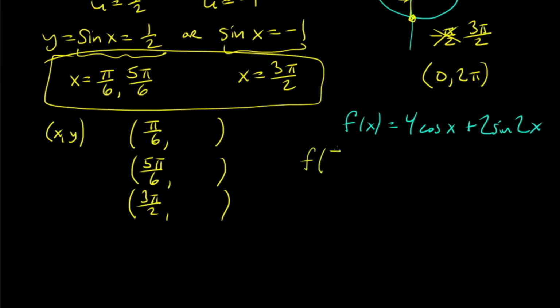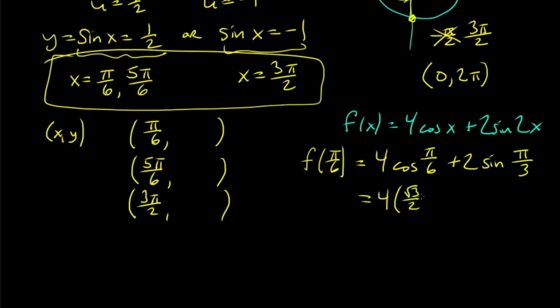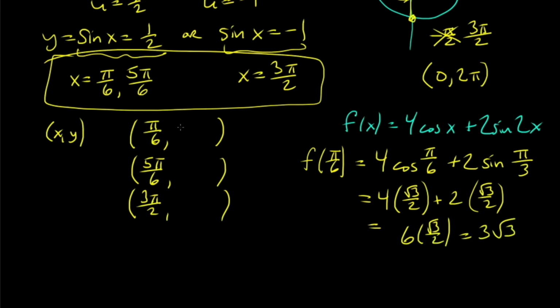So let's start with pi over 6. When you plug that into the function, you get 4 cosine of pi over 6 plus 2 times the sine of 2 pi over 6. But 2 pi over 6 is also just pi over 3. Okay, so cosine of pi over 6 is square root of 3 over 2, plus 2 times sine of pi over 3, which is also square root of 3 over 2. So that's 6 square root of 3 over 2, or just 3 square root of 3. So that's the y-coordinate when x is pi over 6.